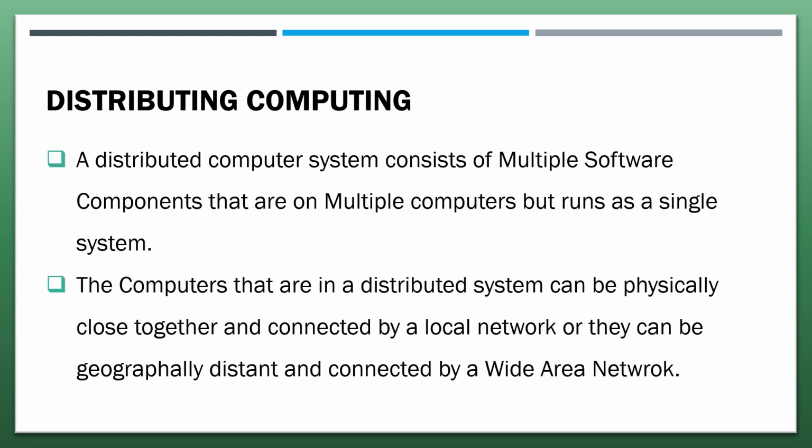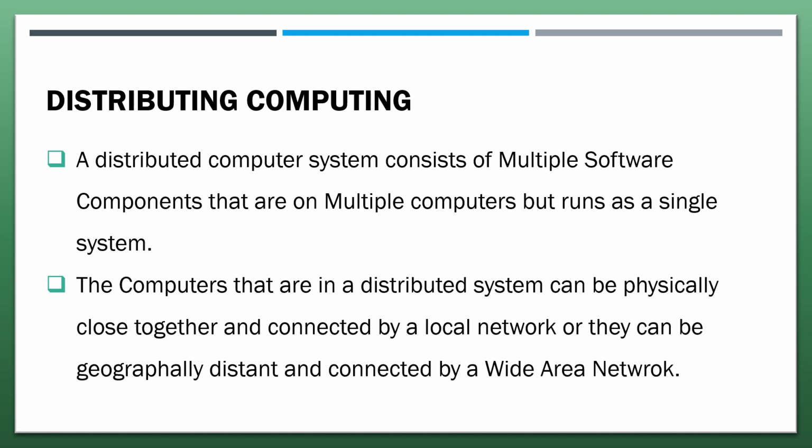Let's understand distributed computing. A distributed computer system consists of multiple software components that are on multiple computers but run as a single system. The computers in a distributed system can be physically close together and connected by a local network, or they can be geographically distant and connected by a wide area network. Here we are going to learn a few more points.